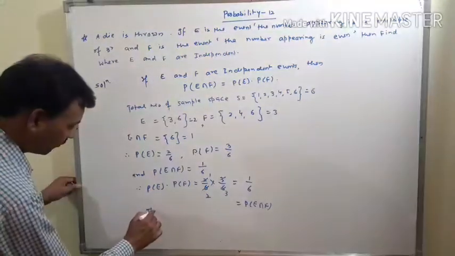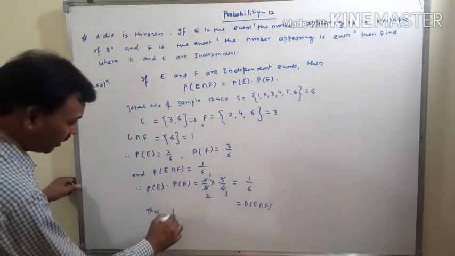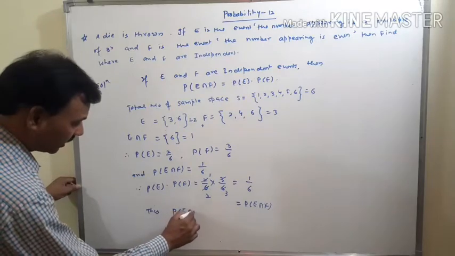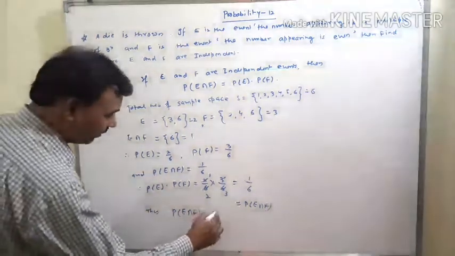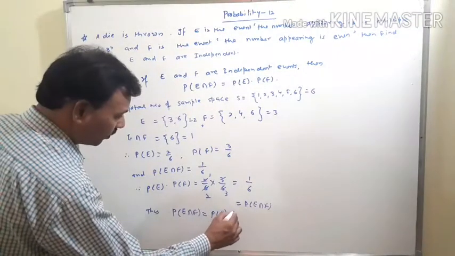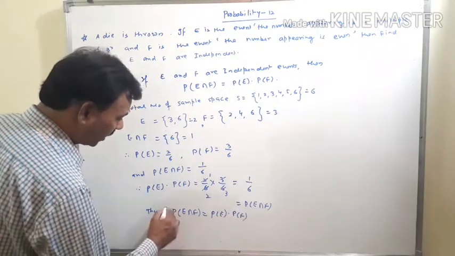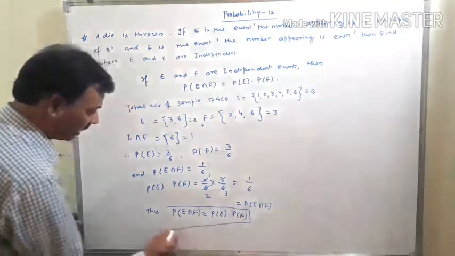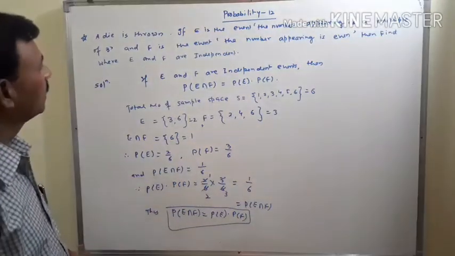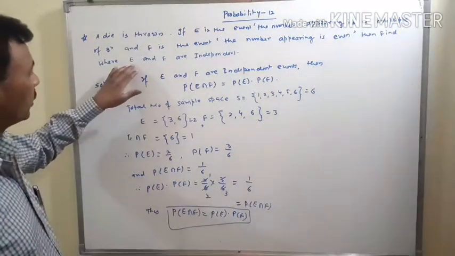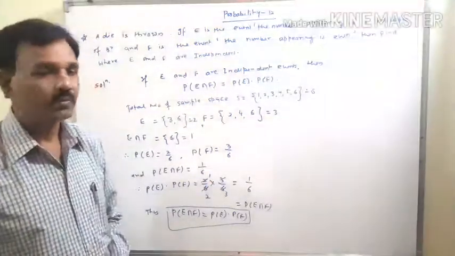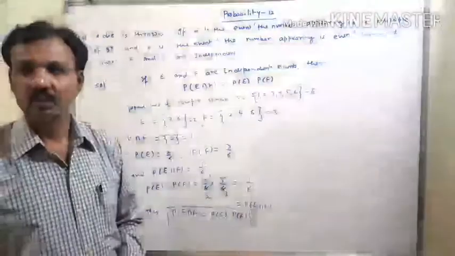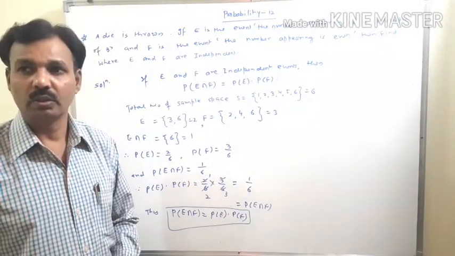Thus we can see here that the probability of E intersection F is equal to the probability of E into the probability of F. Both are equal. Thus we can say that the given events E and F in this question are independent events. Now in the next video we will discuss total probability.